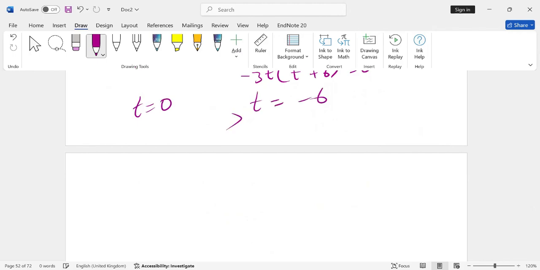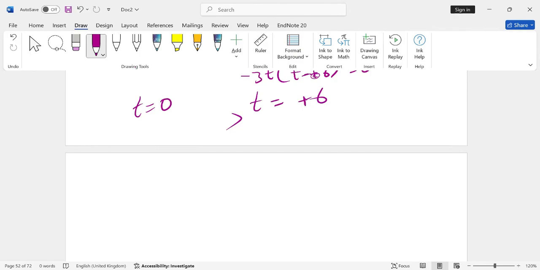Oh, sorry, t equals positive 6. So the cyclist stops at town T when t equals 6 hours, because t is equal to 0 at the start of the ride. After 6 hours the cyclist stops at town T. So that's the duration of the trip.